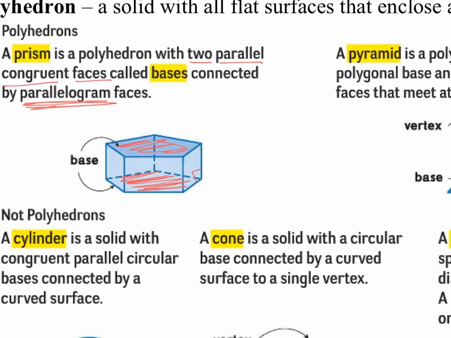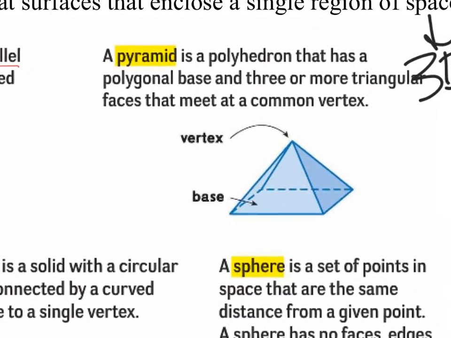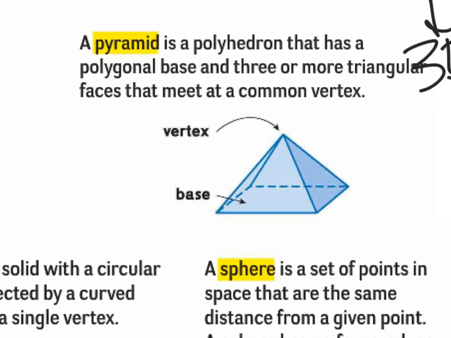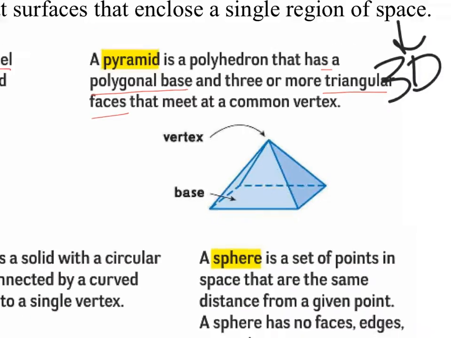Okay, so then let's talk about what makes a pyramid a pyramid. Well, a prism had two bases, a pyramid is only going to have one base. So it's going to have a polygonal base, and then three or more triangular faces. In this example, you can see that our base happens to be some kind of a parallelogram or rectangle, and then notice that all the faces are triangular. So that's the difference between a prism and a pyramid.